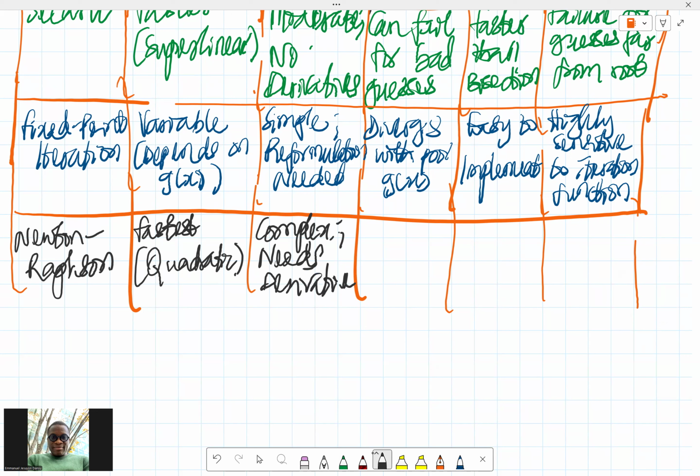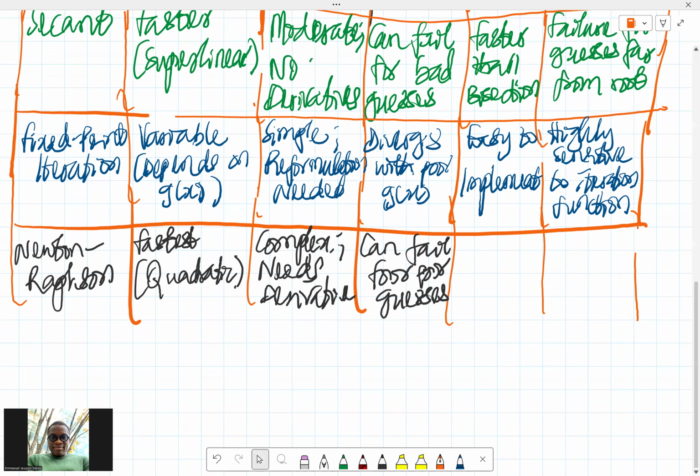Okay. Then talking about the reliability, it can fail for poor guesses. So you also need an initial guess, right? It can fail for poor guesses. Just like Secant, I think.